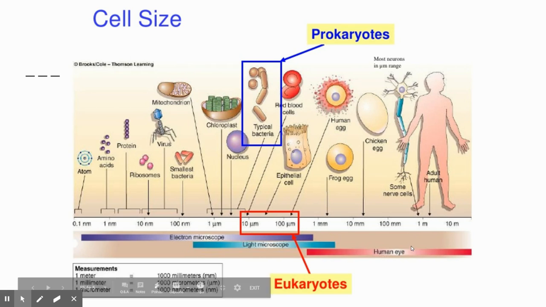But we can see here, human eye, we actually can see these cells without a microscope. Some of these smaller structures here, we would need a microscope. And then to get to some of the things like viruses and atoms and bacteria, we would need what's called an electron microscope, which is a totally different concept from a light microscope. And we'll talk about microscopes next week. There'll be a future video on that.